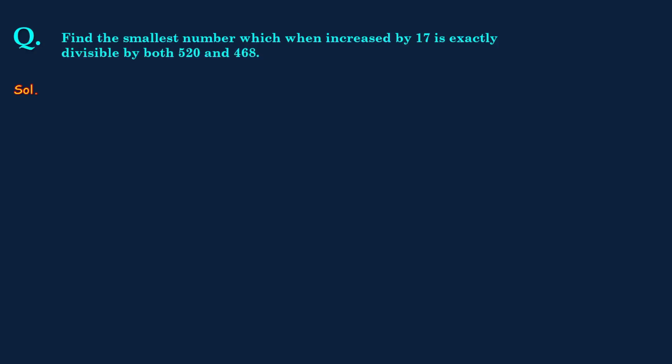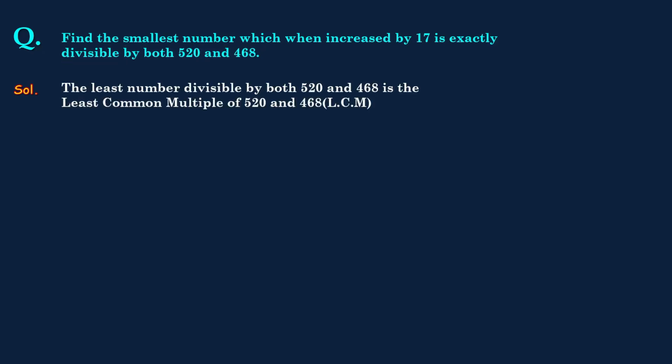The question asks us to find the smallest number which, when increased by 17, becomes exactly divisible by both 520 and 468. First, we understand the idea. If a number becomes divisible by both given numbers after adding 17, then the increased number must be a common multiple of 520 and 468. To get the smallest such number, we find the least common multiple of 520 and 468. Now, let us find the least common multiple.